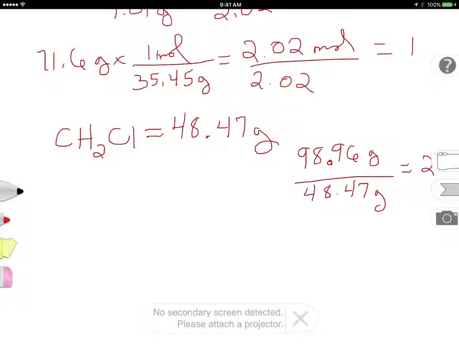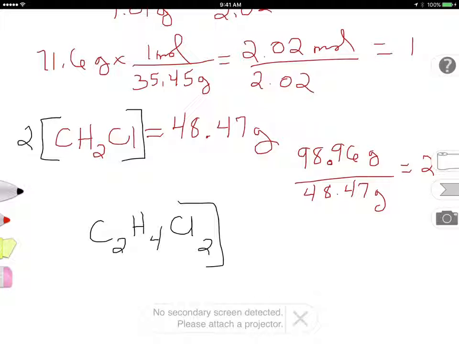So what we're doing here is this CH2Cl, okay, this compound right here, we're going to multiply that entire thing by 2. And so our final answer then is going to be C2H4Cl2, and there is the molecular formula, and that takes us to the end of Unit 6.